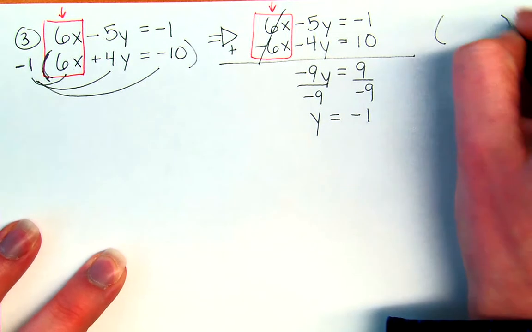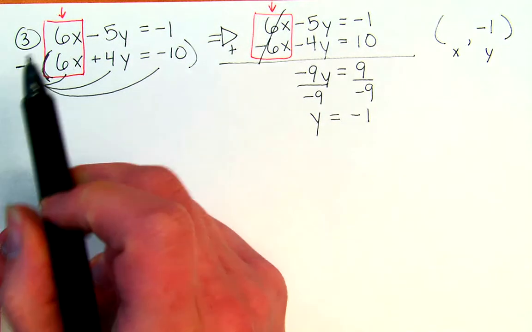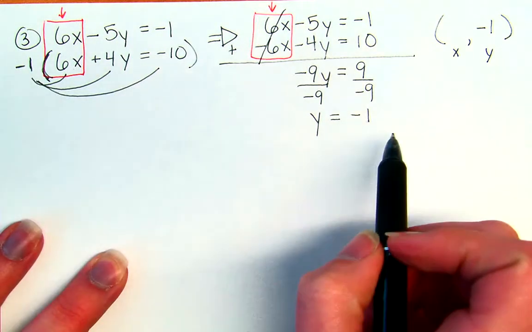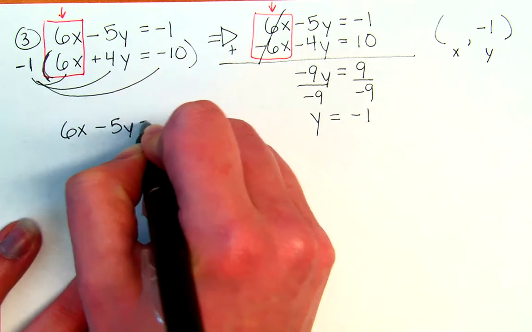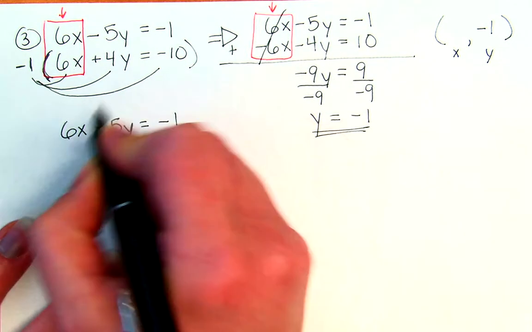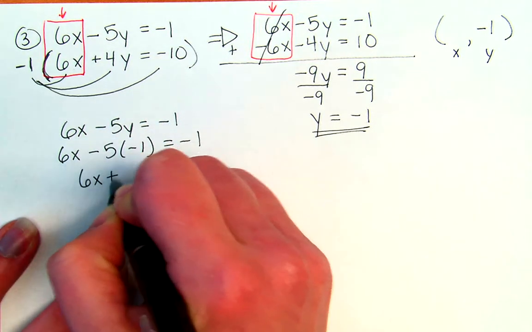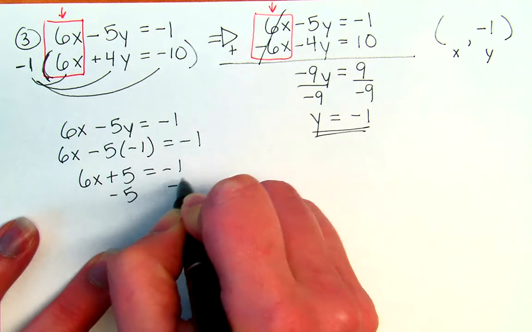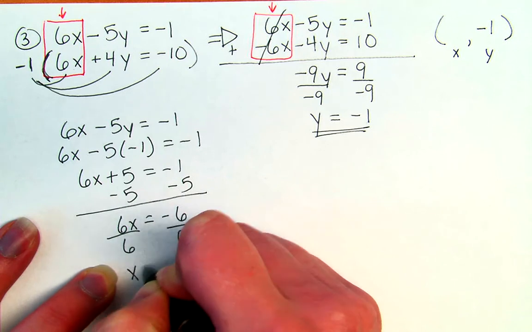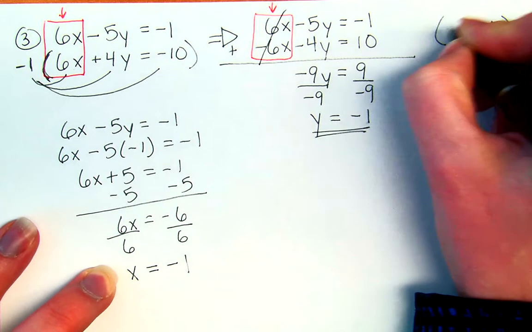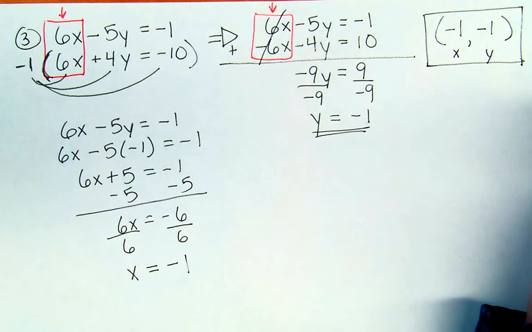So if I write my point over here, I have -1 for y, but I still need to find my x. So I'm going to choose one of my original equations to plug in -1. So I'm going to choose the top one this time. So 6x minus 5y equals -1. I'm going to plug in my y value. So 6x minus 5 times -1. I wind up with 6x plus 5 equals -1. I'm going to subtract both sides by 5. And then finally divide by 6. So x is also -1 in this example. So our answer is -1, -1.